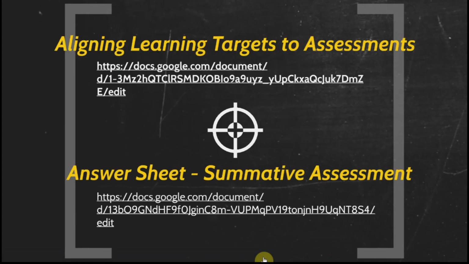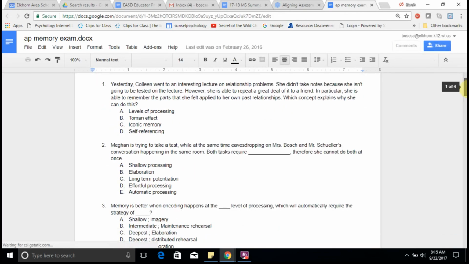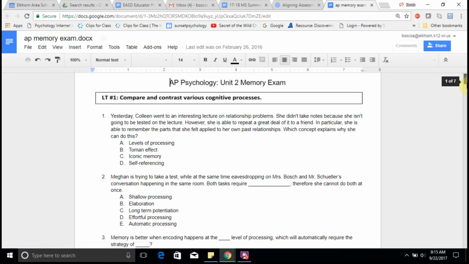So here's one way that you can use to make sure that your learning targets are aligned to your assessments. Again, this is one way. We're not expecting that everybody does this. It's just an option. So if you click here, you'll see that this is an assessment that is broken up into learning targets completely.